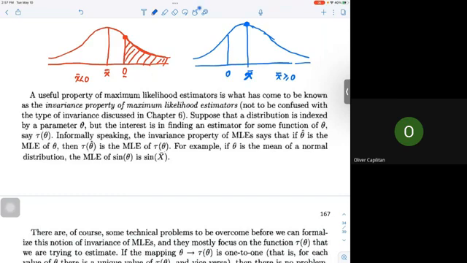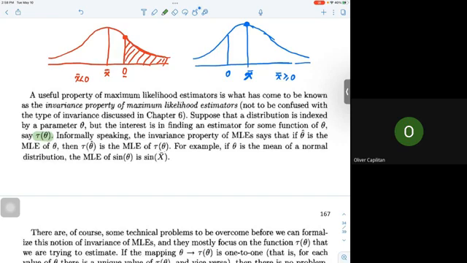Okay, so let me proceed. A useful property of maximum likelihood estimators is what has come to be known as the invariance property of maximum likelihood estimators. So not to be confused with the type of invariance discussed in chapter 6. Okay, suppose that a distribution is indexed by a parameter theta, but the interest is in finding an estimator for some function of theta. So we have now tau of theta. Okay, finding an estimator for some function of theta, say tau of theta.